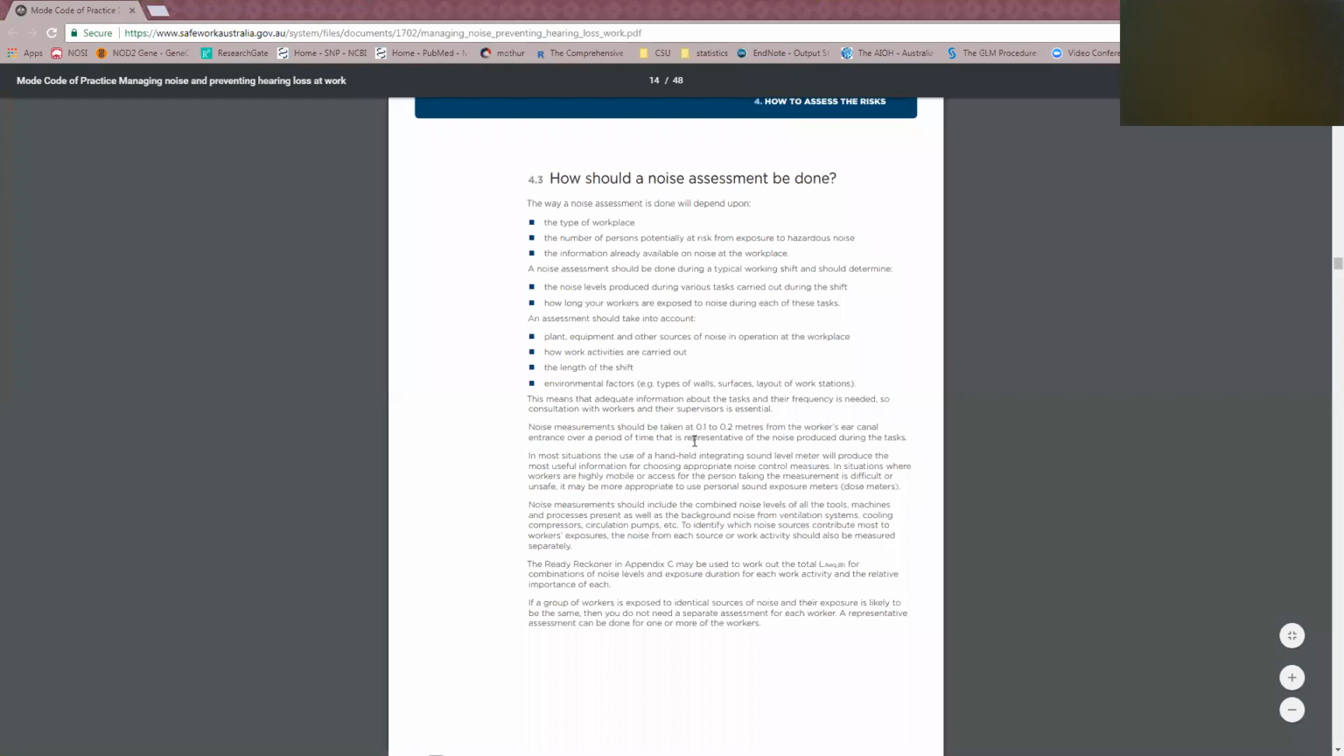And here's how the noise assessment should be done. So these are the tasks that you were hopefully looking at and gathering the data on whilst you're in the lab, and to create your scenario. Now you can be as close to the scenario as you want for the lab.